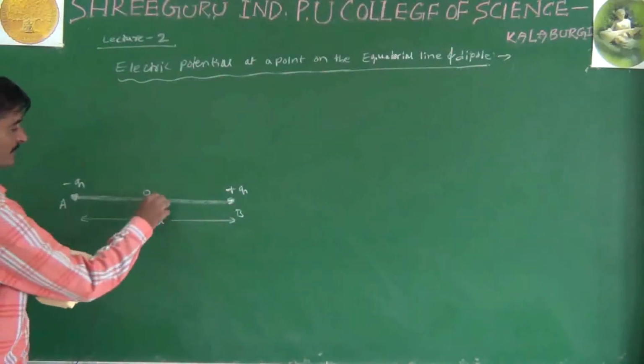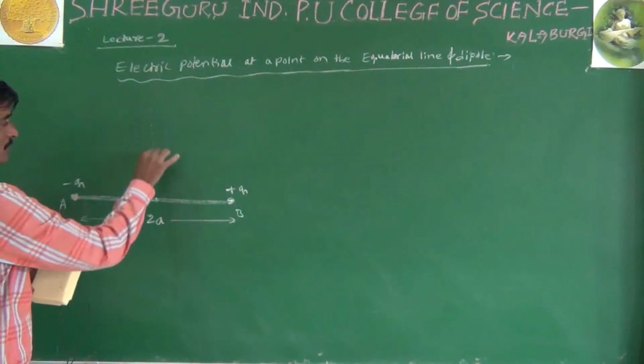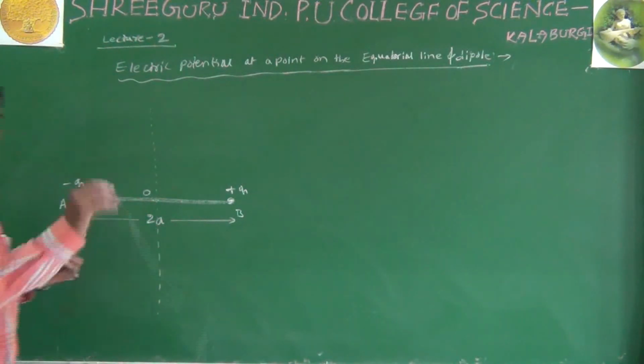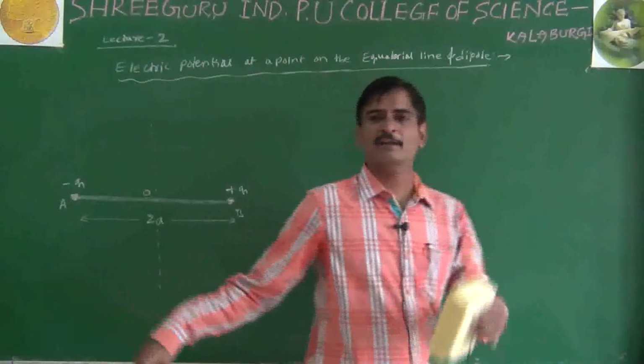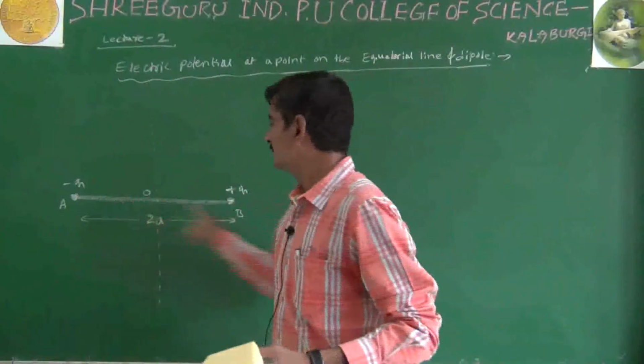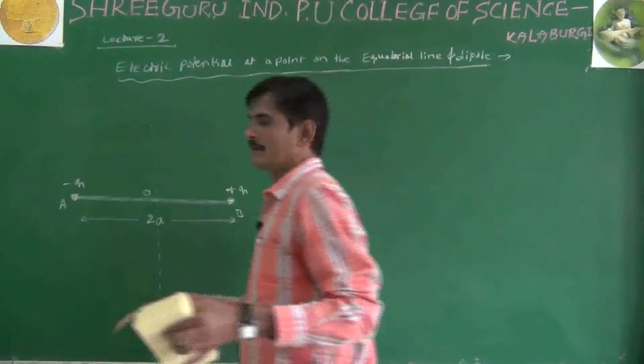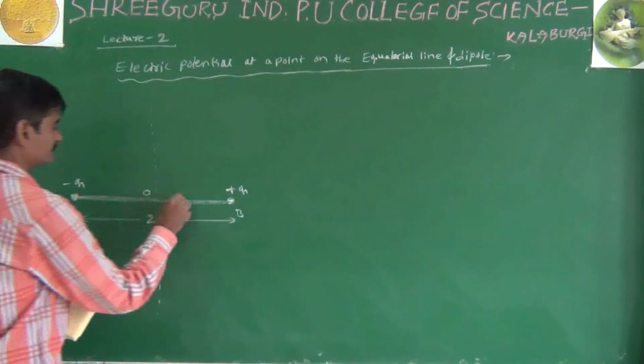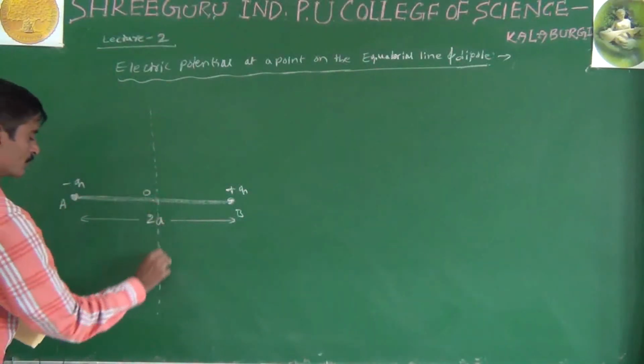Equatorial line means this one; it is also sometimes called the broadside-on line. That is a perpendicular line passing through the center of the dipole, like this you can draw. So this is called the equatorial line.